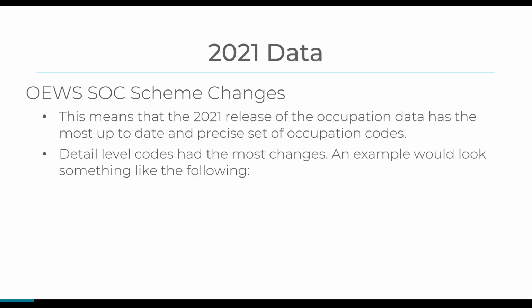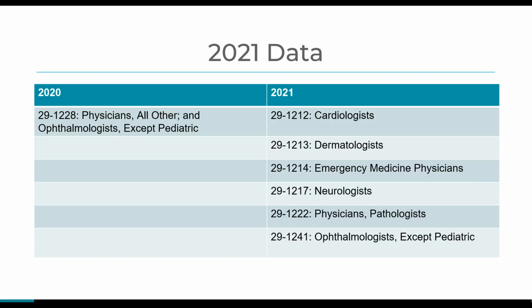The most heavily impacted grouping of occupation codes was at the detail level. So there we saw a large number of occupations get split into their components. And a nice example of what this looks like would be the following. In the 2020 occupation data set, we had an occupation with the code of 29-1228. And that represented physicians, all other, which already is a pretty broad description, and ophthalmologists except pediatric.